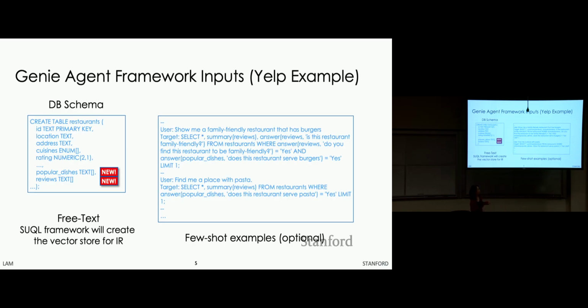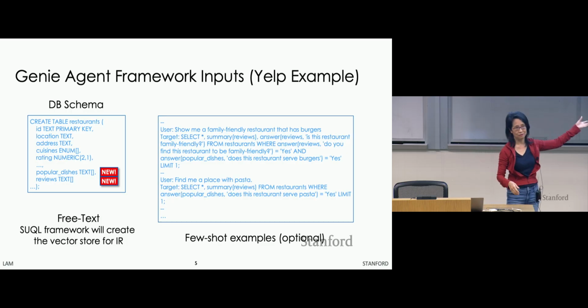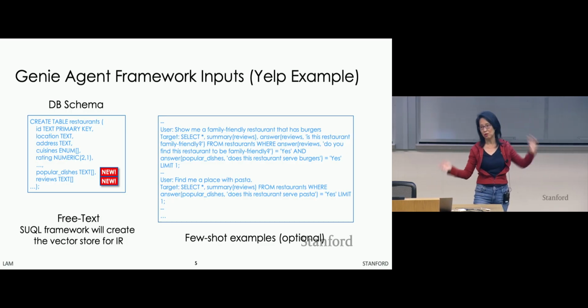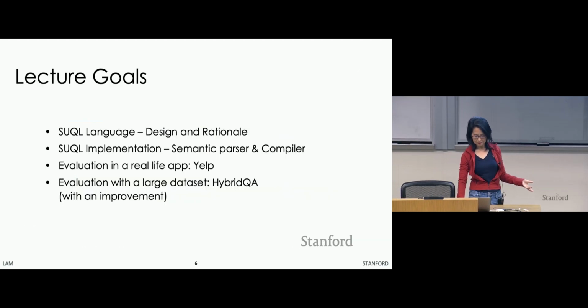One of the experiments we are working on is with 75,000 different tables, and we don't have few shots. Okay, so we can also handle zero shot to some extent.